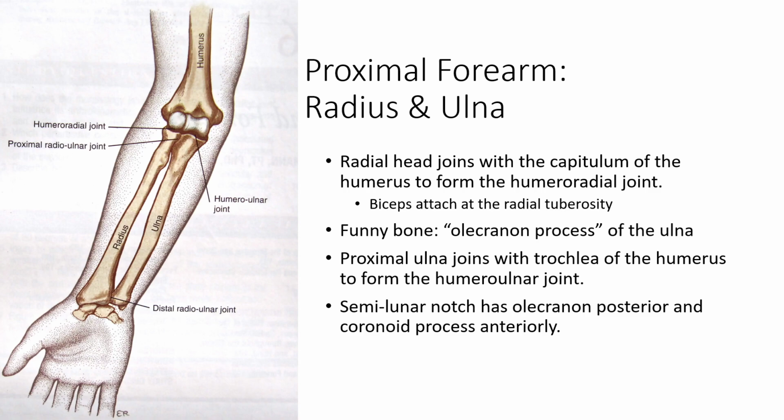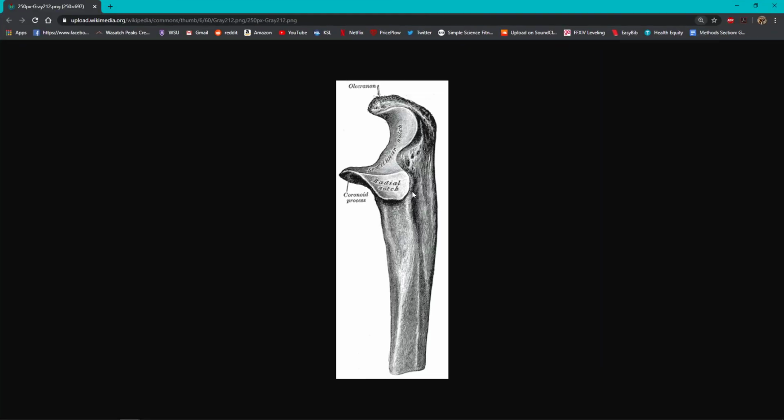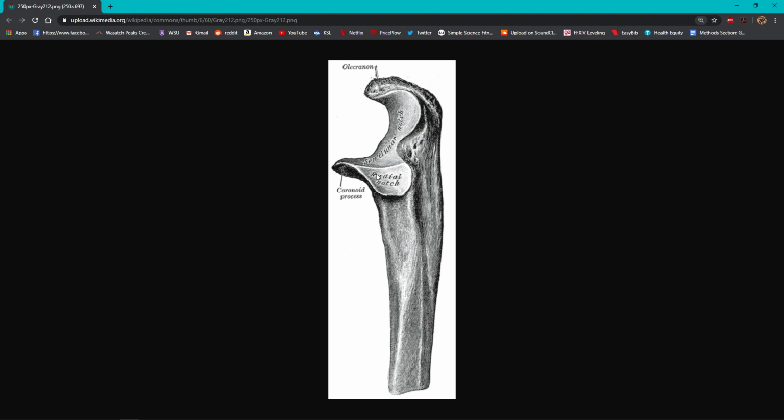So what I have here is a picture of the ulna pulled away from the rest of the bones in the elbow. So the olecranon process, this is the big rounded back portion of your elbow, and that sits kind of superior to this semilunar notch. We call it semilunar because it looks like half a moon. Semilunar, lunar meaning moon. And that trochlea of the humerus kind of just fills this space.